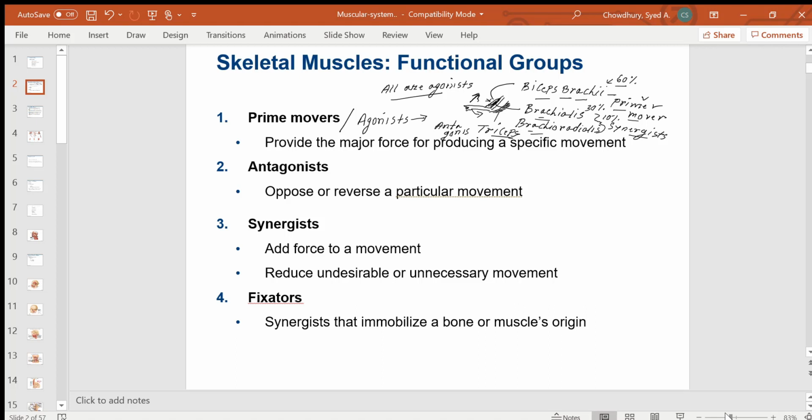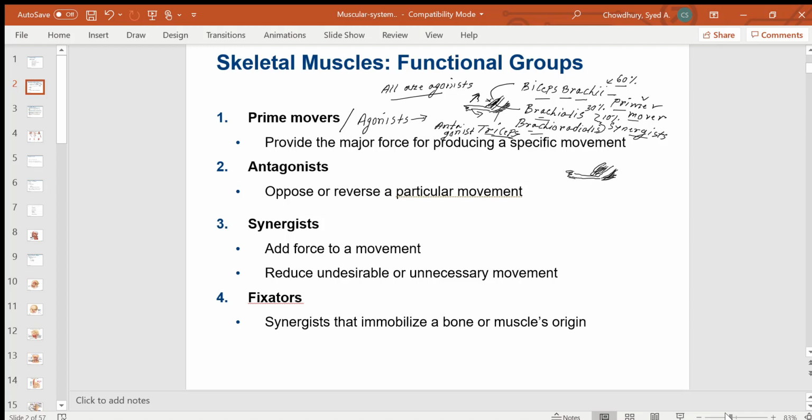Antagonist. Make sense? If I talk about it, you have to make it clear that you understand. So again, this is the arm, this is your forearm. Here is the biceps brachii, brachioradialis, and brachialis, and here is the triceps in the back of the arm.